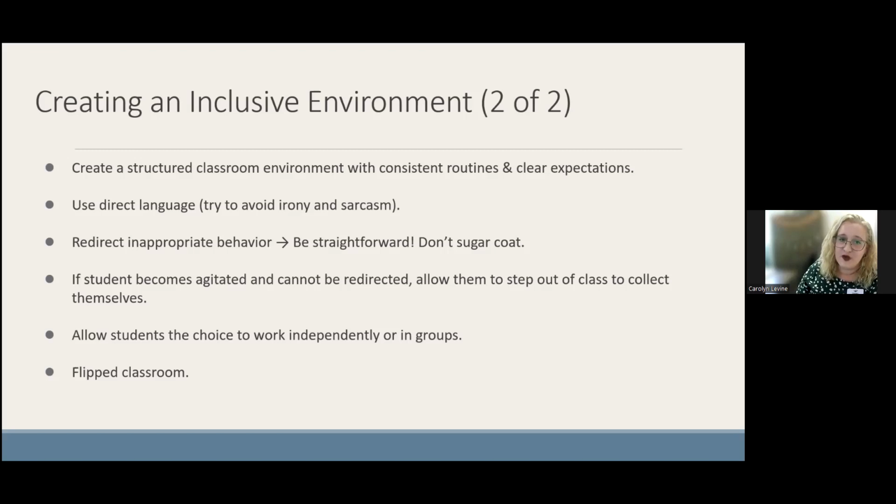Also redirecting inappropriate behavior. So if that student is interrupting, if they are doing anything that's distracting the rest of the class, be direct. I know in the South we have a tendency to want to sugarcoat things and not hurt anyone's feelings. We're not going to hurt their feelings. You just need to tell them exactly what they need to do or what they don't need to do.